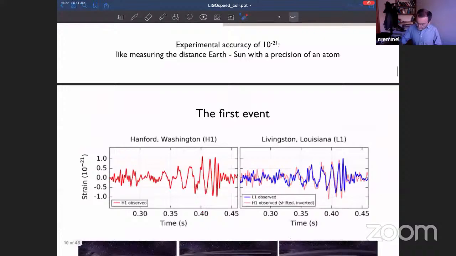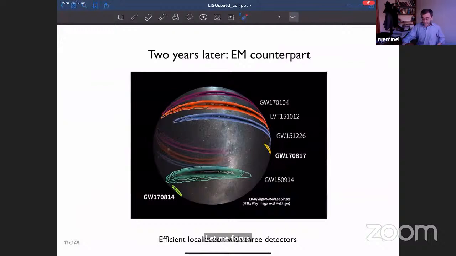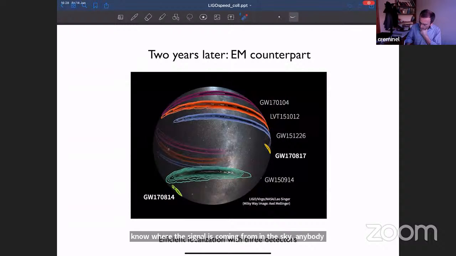So this is the first event that was detected in 2015 with the two detectors in LIGO, because Virgo was not working back then. A very clear signal, and after that we detected many others. Let me focus in particular on the fact that after Virgo turned on, with three detectors it is possible to do an efficient triangulation, and to know where the signal is coming from in the sky. And in particular, they were able to detect a particular event and localize it in the sky.